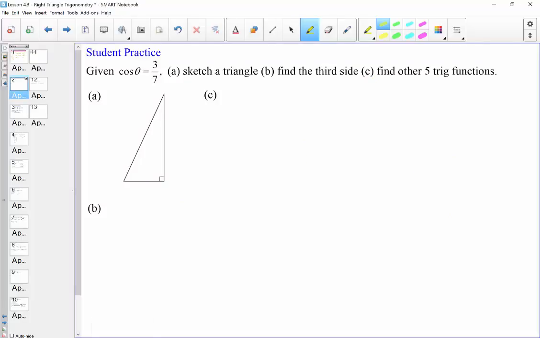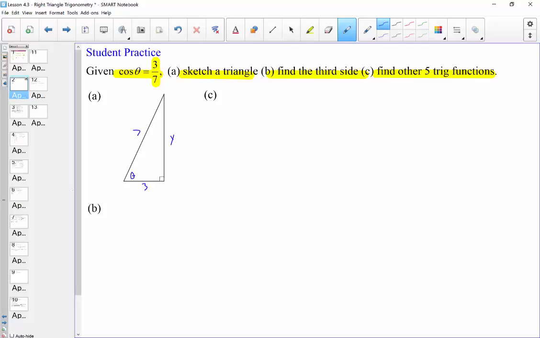So we're told that the cosine of theta equals 3 over 7, and we're asked to sketch a triangle, find the third side of the triangle, and find the other 5 trig functions. Given the cosine of theta equals 3 over 7, we're going to label our triangle with angle theta, and the adjacent side is 3, and the hypotenuse is 7, because the cosine of theta equals the adjacent side over the hypotenuse. Now we need to find the length of this side of the triangle, y.